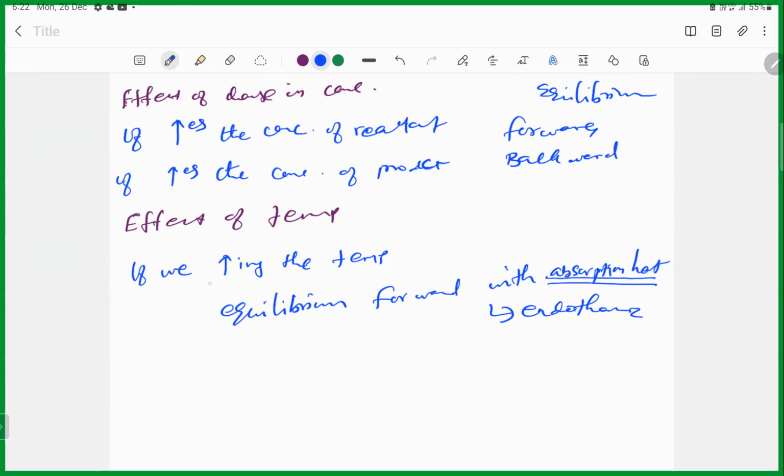In the same way, if you are decreasing the temperature, the equilibrium tends to go in the backward direction with a release of heat. If heat is released, what does that mean? Exothermic, sir. So this reaction is exothermic.